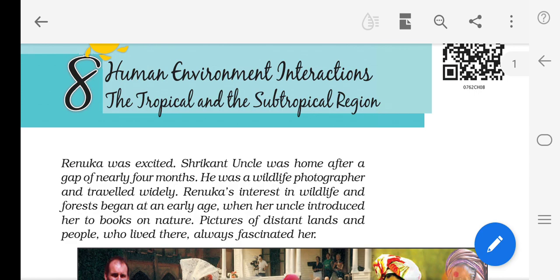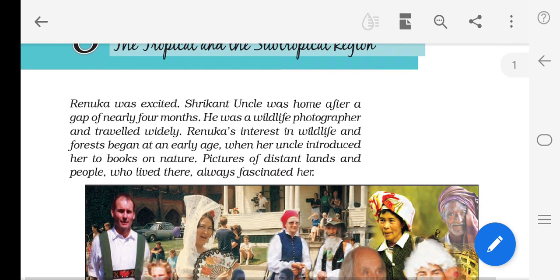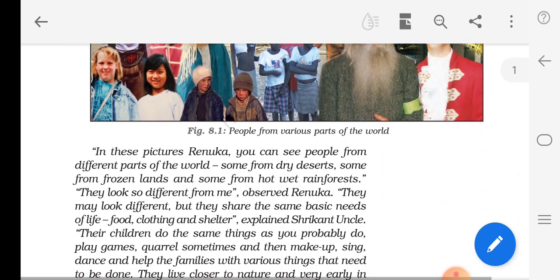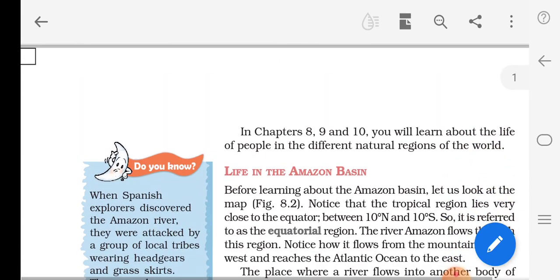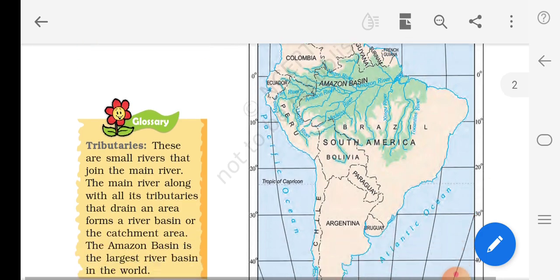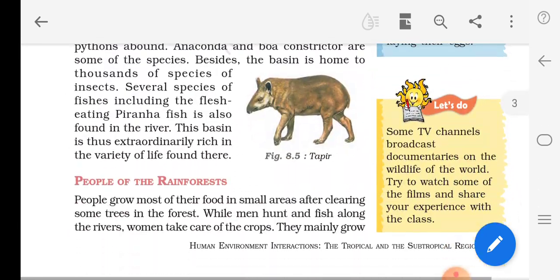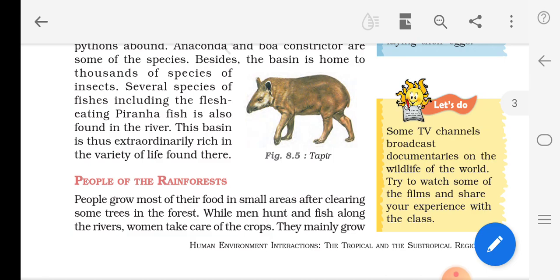Let's start our chapter 8, Human Environment Interactions, the tropical and the subtropical region, Part 2. Let me recall the last session. In the last session, we have learned about what is tropical and the subtropical region, life in the Amazon basin, climate, rainforest and people of the rainforests.